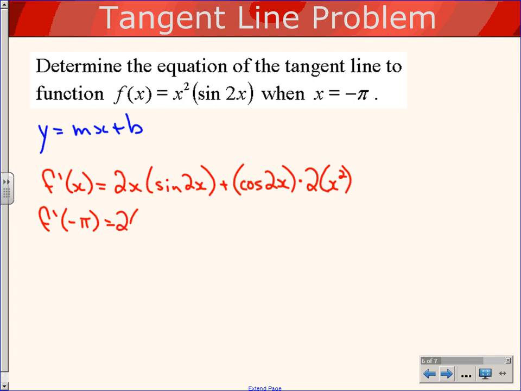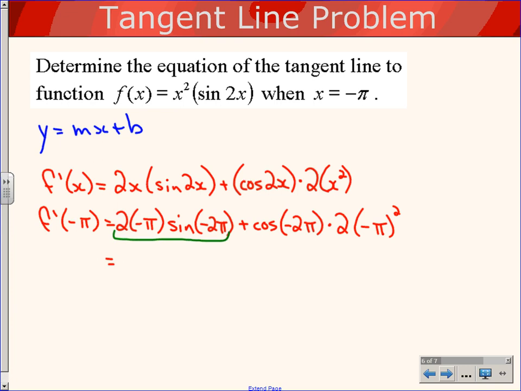So that's 2 times minus pi, sine of minus 2 pi, plus cos of minus 2 pi, times 2, times minus pi squared. And we're not used to all those pi's all over the place, but I think it's okay. The first part is nice, that sine of minus 2 pi is 0. So this whole part here is gone, right? That's just 0.